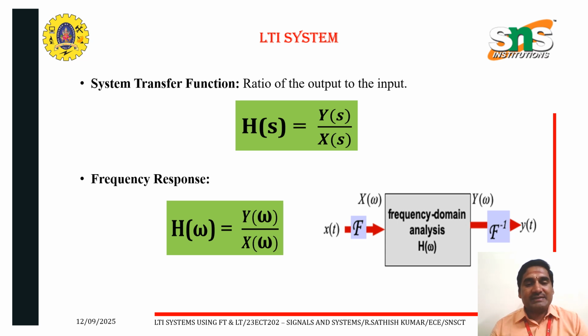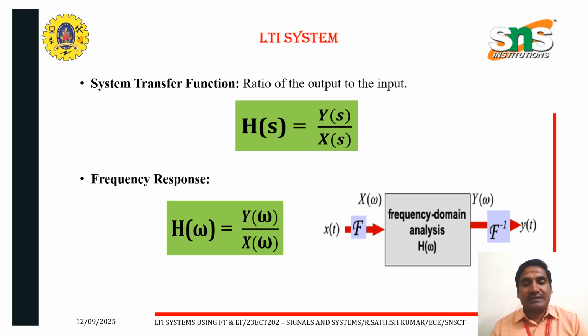What is meant by system transfer function? It is the ratio of output to the input. H of s is equal to y of s divided by x of s. For frequency response, s can be replaced by j omega, and we can get the frequency response. H of omega is equal to y of omega divided by x of omega.